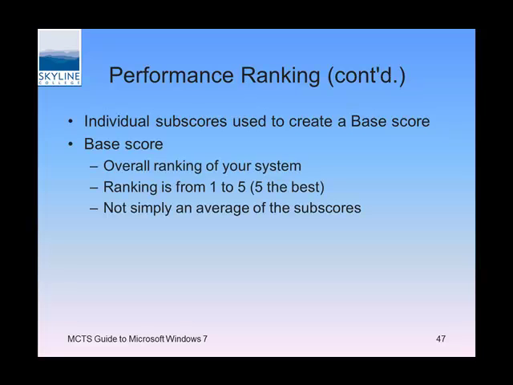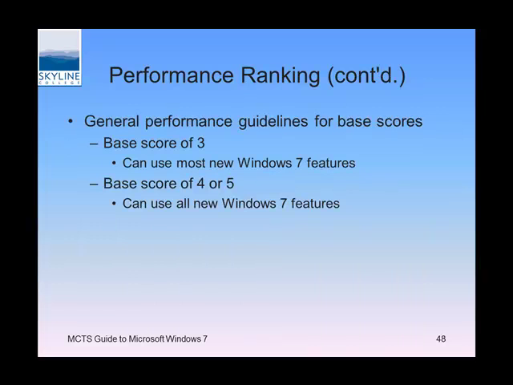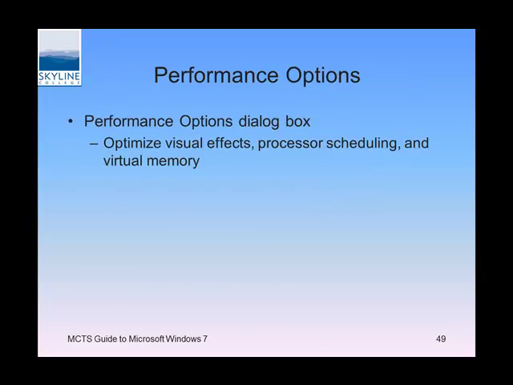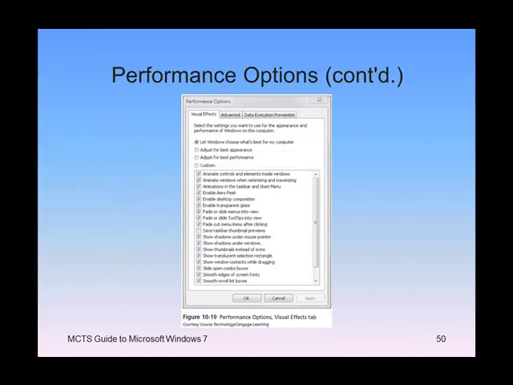Individual subscores, rankings from 1 to 5, 5 being best. Not a simple average of the subscores. It really just takes the lowest one. Base scores, base score 1 or 2, and all those things. Depends on what you want, what you buy. How good is it? What's important to you when you go through those things? If the processor's the lowest and you have a really good processor, so what? I'm going to get back to the other stuff here.